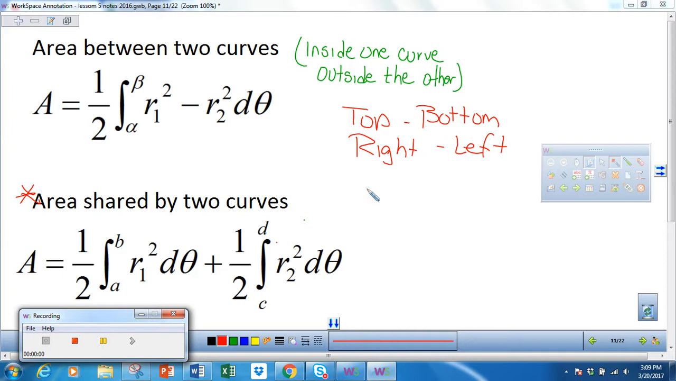The only difference is that since it's all in theta, we don't have to worry about it if it's in terms of x or terms of y. But it's top curve minus bottom curve, right curve minus left curve. The area shared by two curves, that's where it gets a little hinky. But basically, you have to divide the area into two regions and see how the regions are defined by the radial line. That was a little bit more difficult, but we're going to do a couple examples with it.